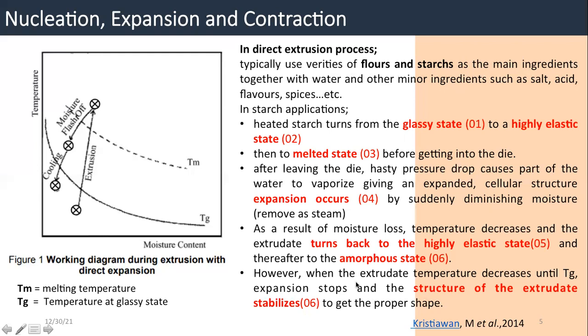However, when the extruder temperature decreases until Tg, now you can see it again moving through Tg, then expansion stops and the structure of the extrudate stabilizes to get the proper shape, right? This cycle is very important here.